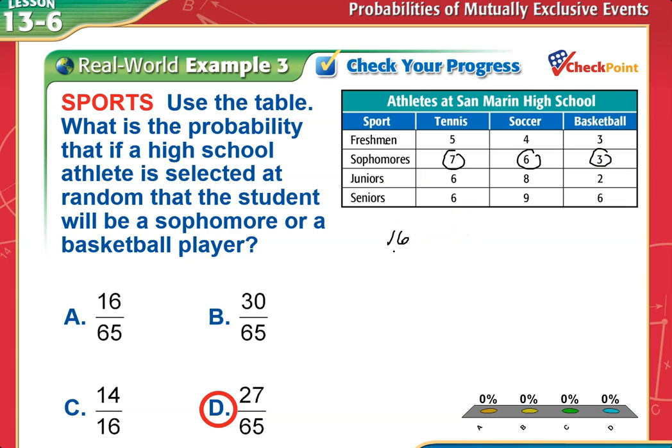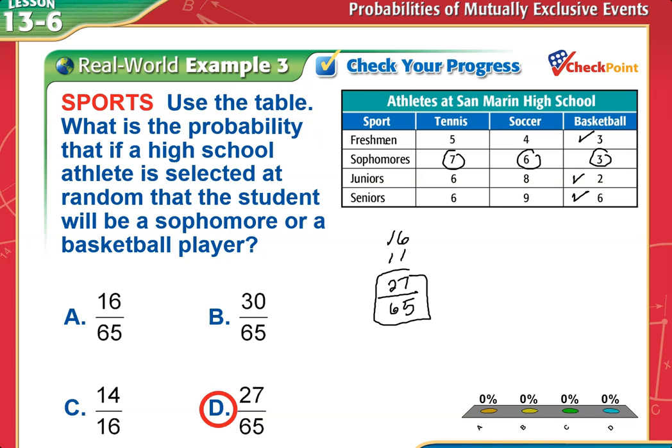Okay? But then it says, or a basketball player. And that would include the 3 here, the 2 here, and the 6 here. So that would be 11 more. A total of 27. And we're going to assume that there are 65 in that total chart. So 27 out of 65.